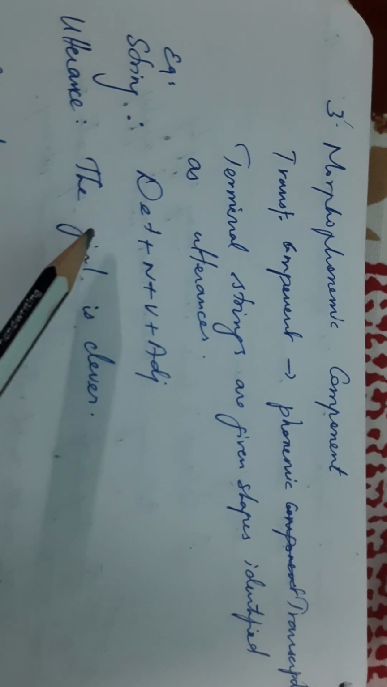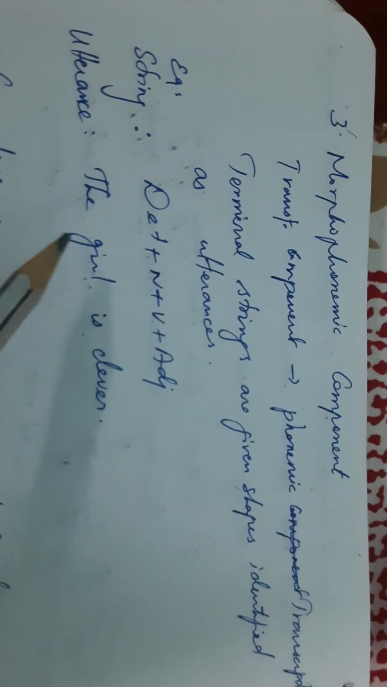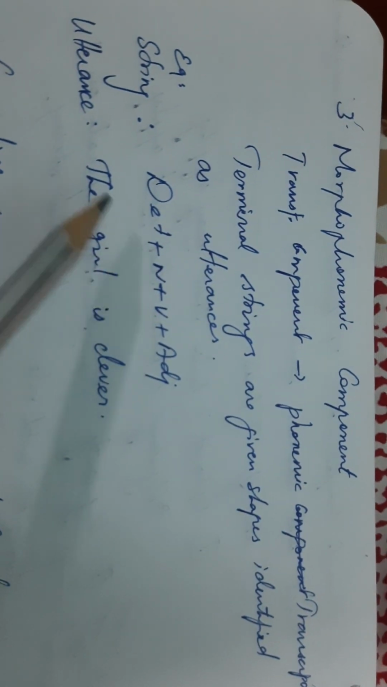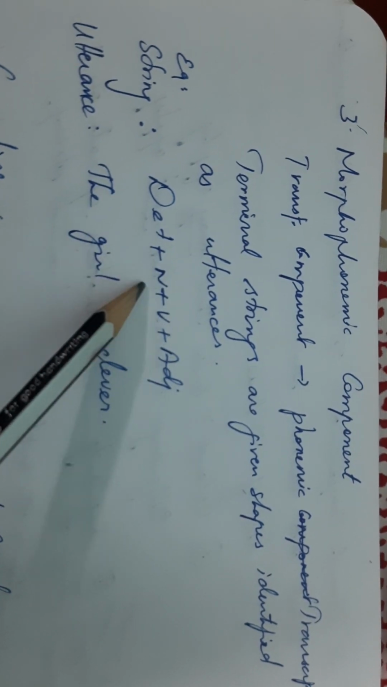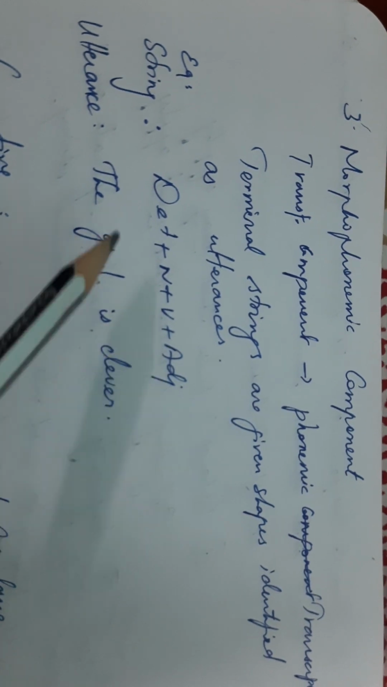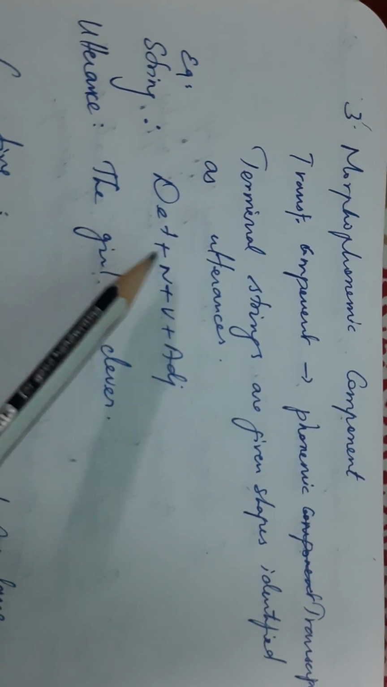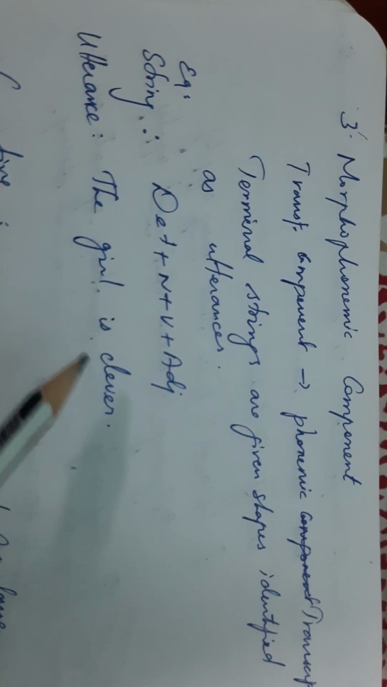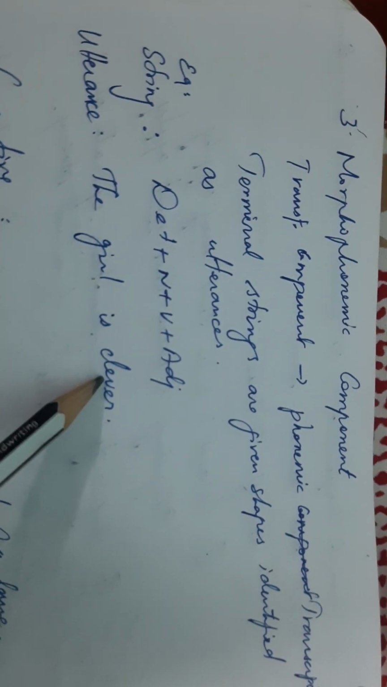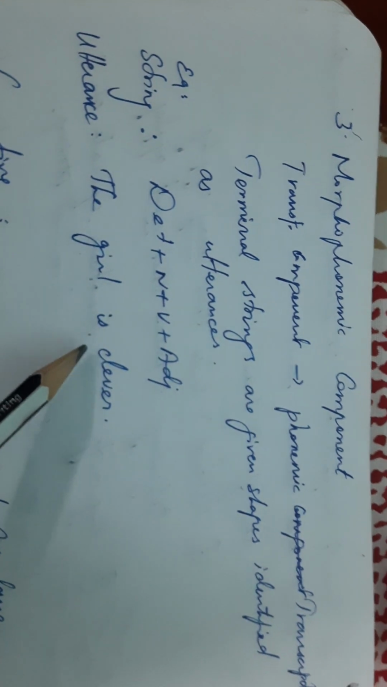And at last, what you are doing in the morphophonemic component is converting the string into its proper utterance. Okay, what we have in the string is determiner plus N plus V plus adjective. So now determiner means the, noun means girl, verb means is, and adjective means clever. So this is the last component and this is an obligatory component.